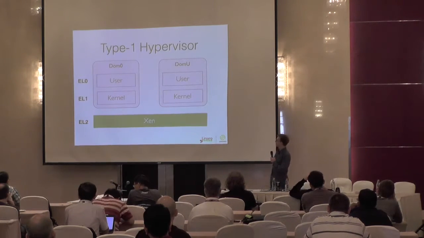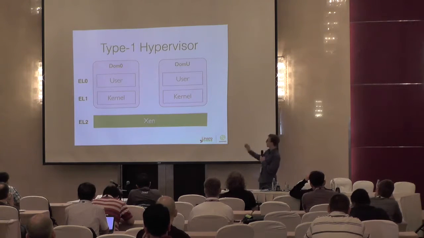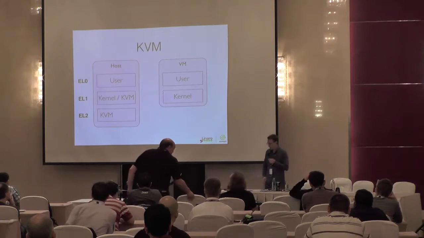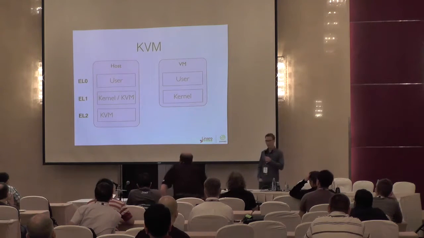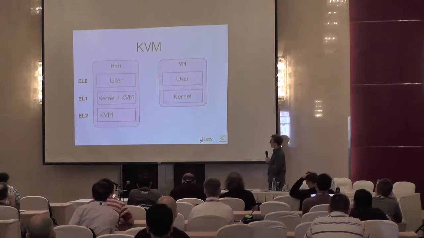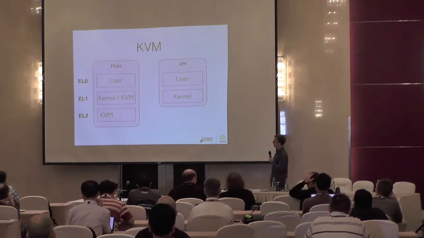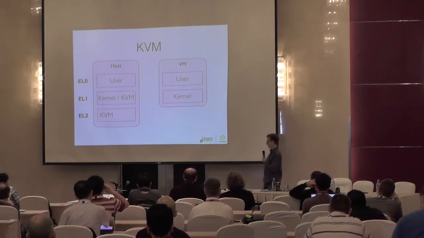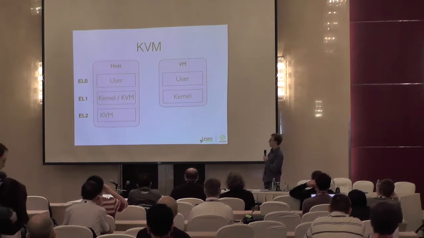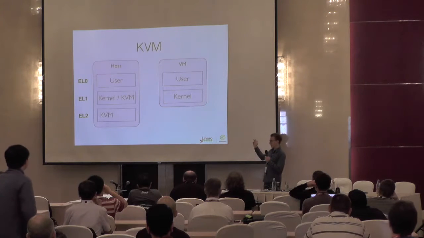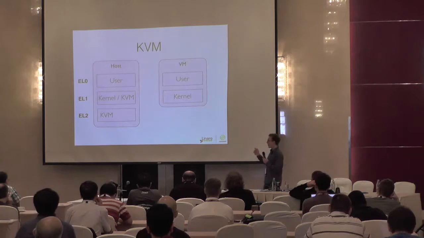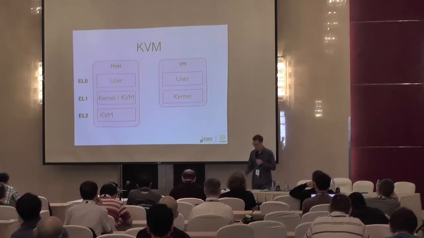This works really well on type 1 hypervisors, such as Xen. You run Xen in EL2, you run VMs on top in EL1 and EL0, and everybody's happy. For things like KVM, it doesn't work quite so well because KVM's design doesn't really map well to the ARM architecture. The reason is that Linux is designed to run in EL1 and runs in EL1, but you need the features of EL2 to run virtual machines. So we had to shoehorn KVM into running on the ARM architecture in EL2 and EL1.